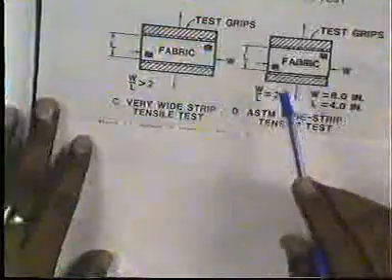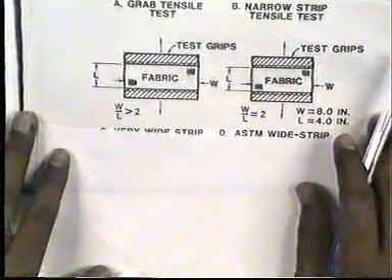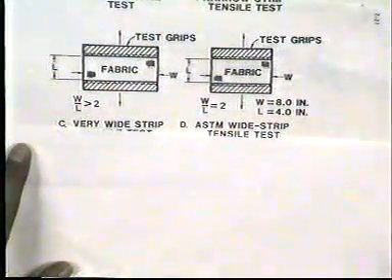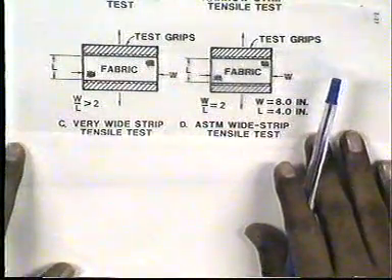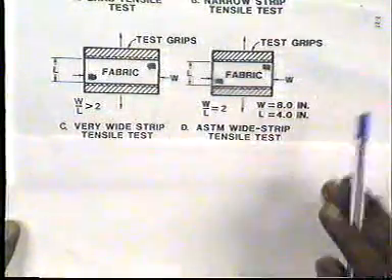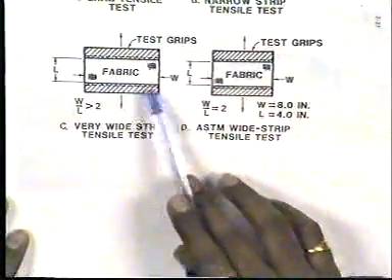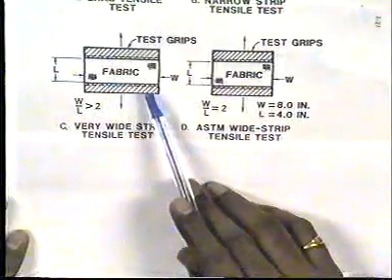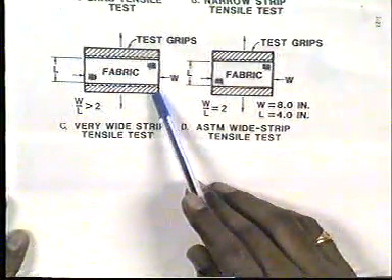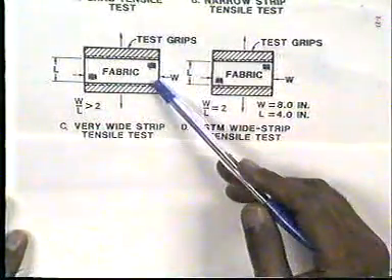Now, the basic distinction between this test method and the other methods for measuring the tensile properties is the width of the specimen, and this width by contrast is greater than the length of the specimen.